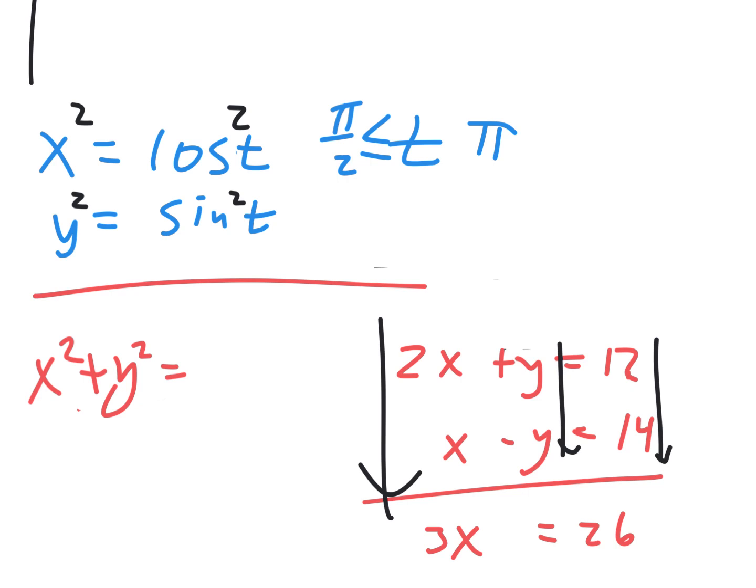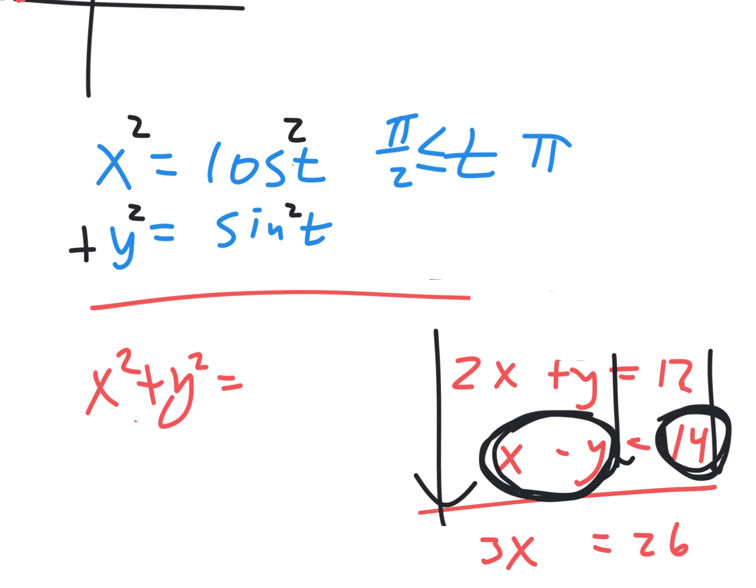If I want to add 14 to this side, that's cool, as long as we add 14 to the other side. But that's equal to 14. So I can add 14 on the one side and x plus minus y on the other side. That's why you can add straight down in equations. So look, I'm going to add straight down.